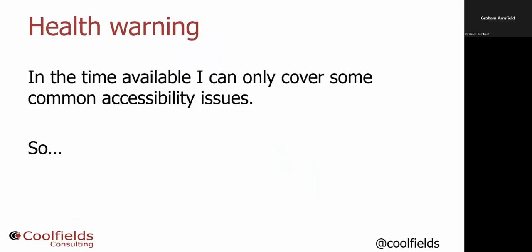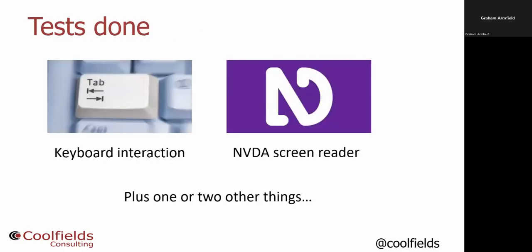Now, I'm only going to be able to cover some blocks in each of those areas, and I'm only going to be able to cover common accessibility issues. So the ones I'm going to focus on is keyboard interaction. If I was a sighted keyboard user because I either chose to use the keyboard or I had to because I couldn't use a mouse because of a motor impairment, then I will be looking at how sighted keyboard users would interact with my pages.